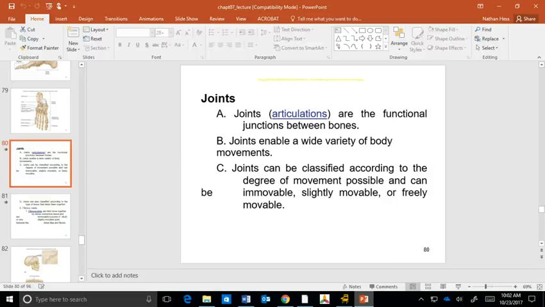The ones that have tons of movement, what do we call those joints? Like your shoulder, your hip. Those are synovial. And the main joints you think of are synovial joints. But we have these other kinds of joints as well.